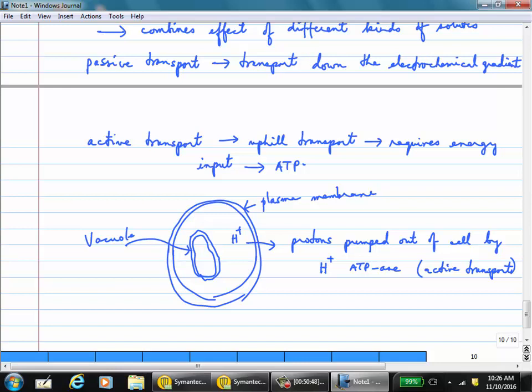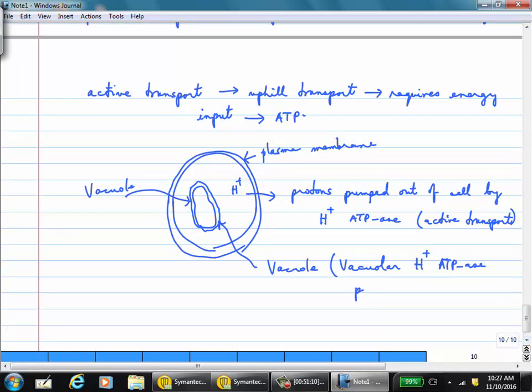There are some ATPases that are going to pump hydrogen ions into the vacuole, right? So you have a vacuolar hydrogen ion ATPase that pumps hydrogen ions into the vacuole, right? So this is the mechanism.